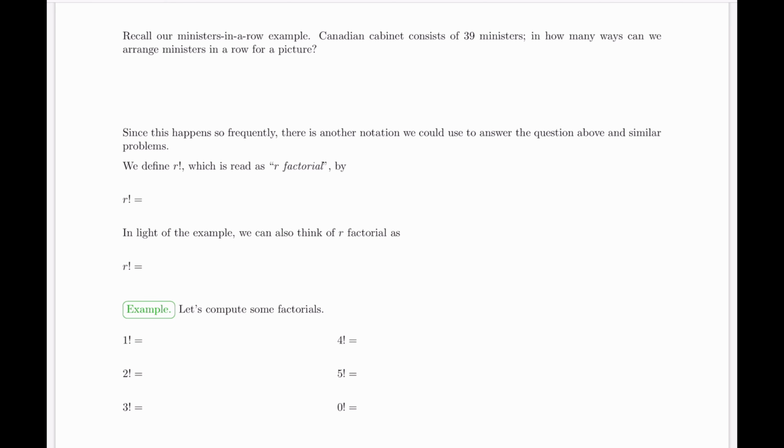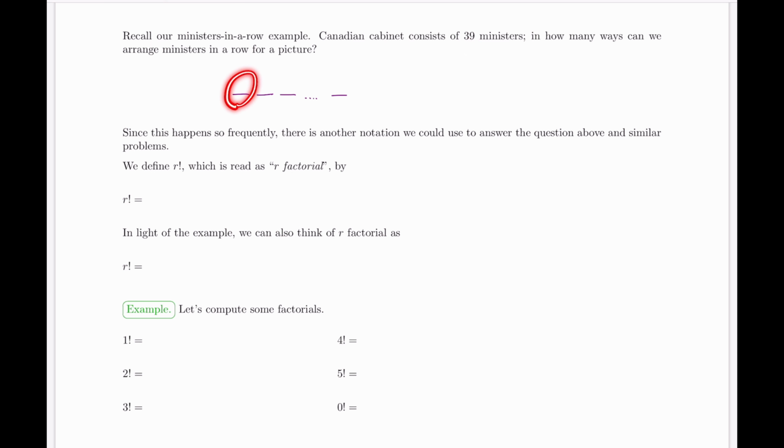Recall our examples about ministers in a row. Canadian cabinet consists of 39 ministers. How many ways can we arrange them in a row for a picture? Because the arrangement is in a row, we can create some kind of pictorial representation of what is about to happen. And then we have to think about what are the possible options for each particular spot to be taken in the picture. There are 39 people altogether.